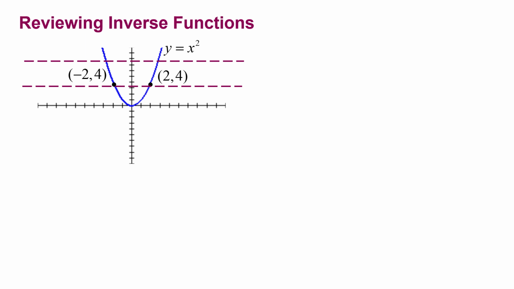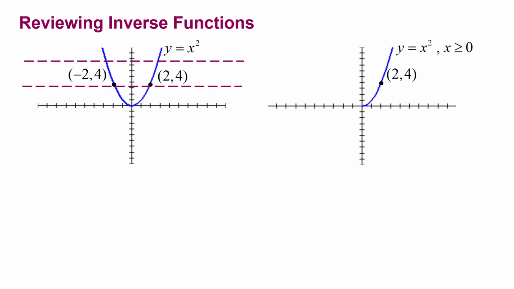Now, to guarantee that the square function has an inverse, we can restrict the domain of f of x equals x squared to be x greater than or equal to 0. That we can see graphed here in the same viewing window. I've also plotted the point (2, 4) in particular. And this new function with restricted domain is one-to-one.